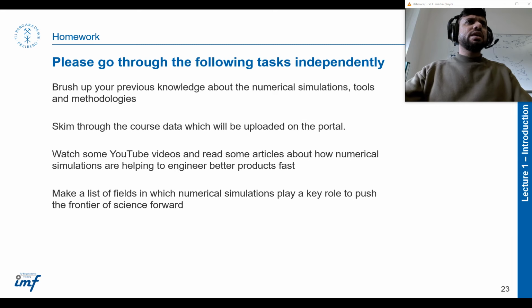And here I would just like to make a quick poll. Vote yes if you have somewhere in time before studied simulations, so a numerical simulations course.